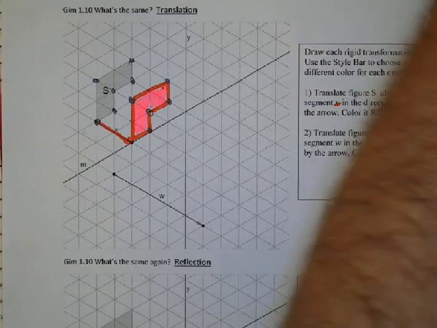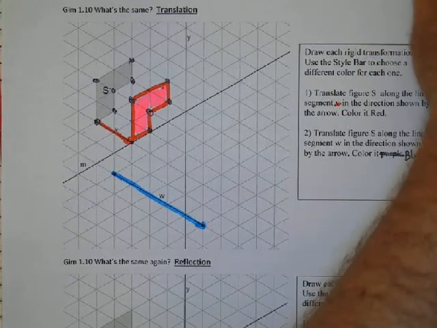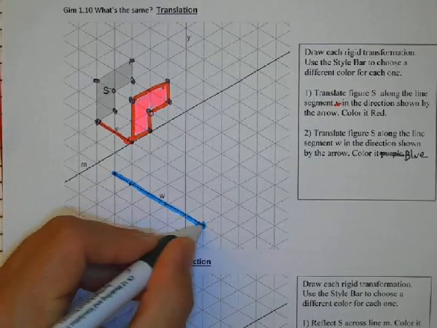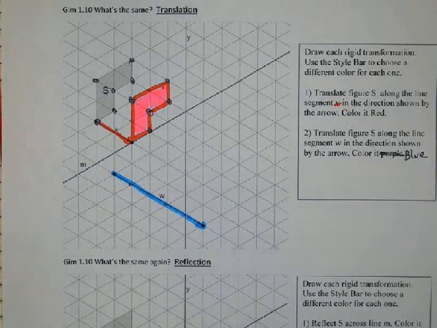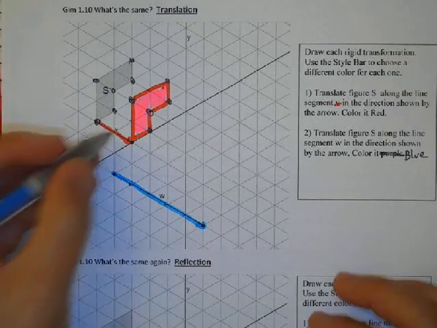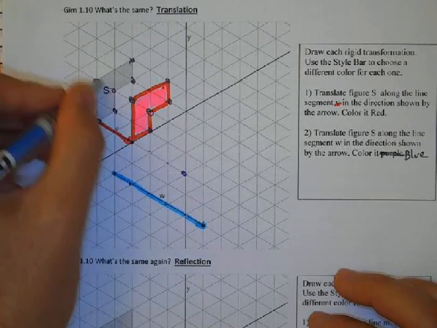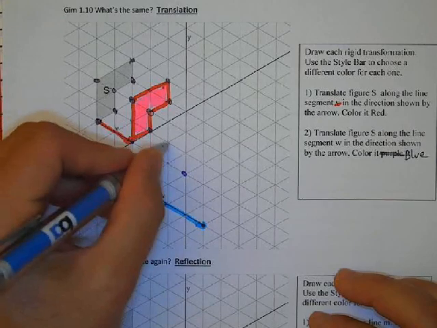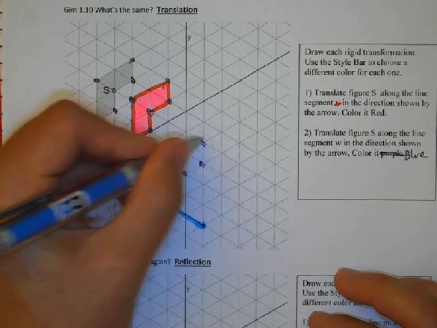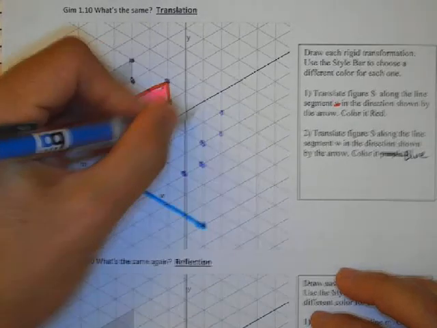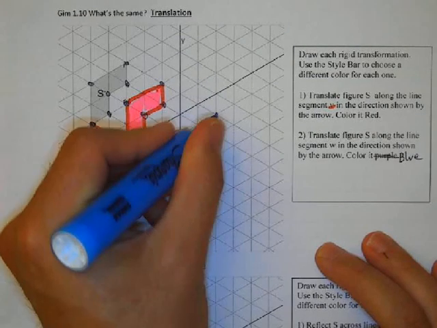Now, in blue, we're going to look at this, and how many units is it moving this way? Well, let's count. 1, 2, 3, 4, 5 units. So if I'm going to move 5 units in that direction, then this point moves 5 units. So 1, 2, 3, 4, 5. This one, 1, 2, 3, 4, 5. This one, 1, 2, 3, 4, 5. And then you get, and so on. Okay, and there's my new shape.